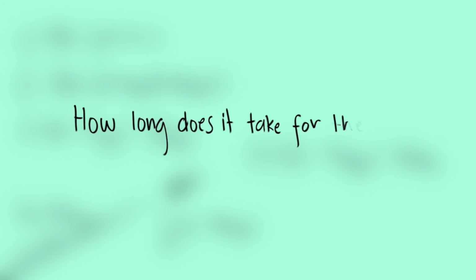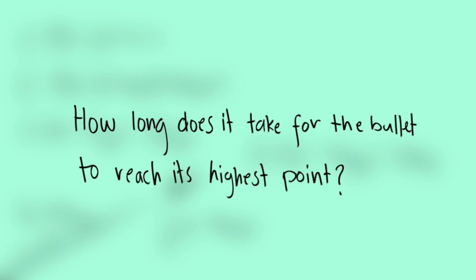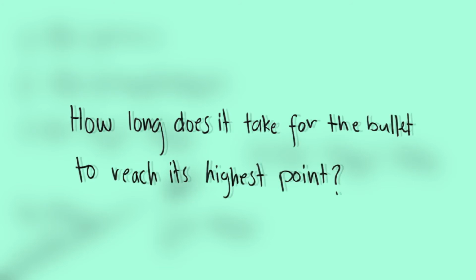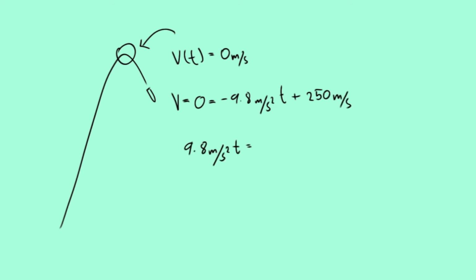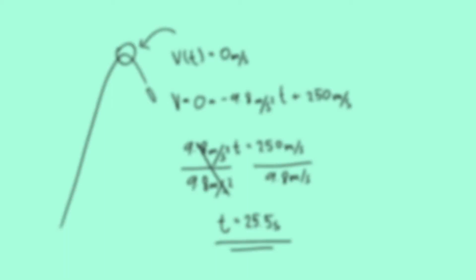For the next question, how long does it take for the bullet to reach its highest point? Knowing that when the bullet reaches its highest point, its velocity becomes 0, we will equate 0 to the instantaneous velocity, giving us the value of t when it reaches the highest point, which is now equal to 25.5 seconds.